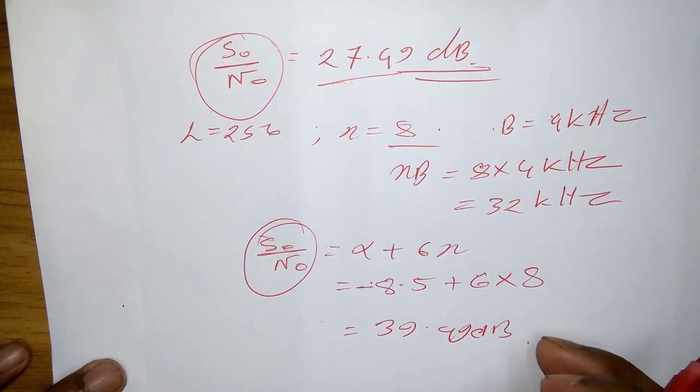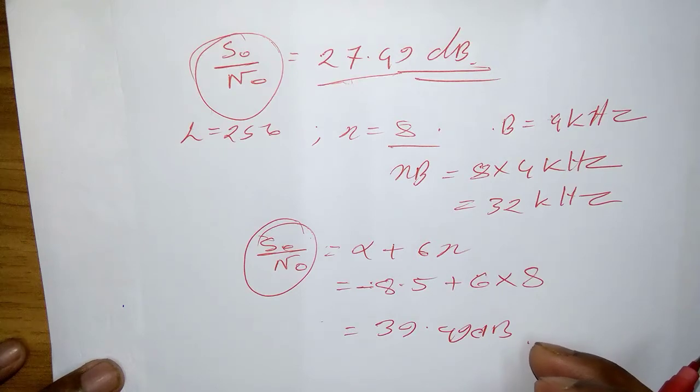Which is a ratio of 16. Thus the SNR for L equal 256 is 16 times the SNR for L equal 64. The former requires just about 33% more bandwidth compared to the latter.